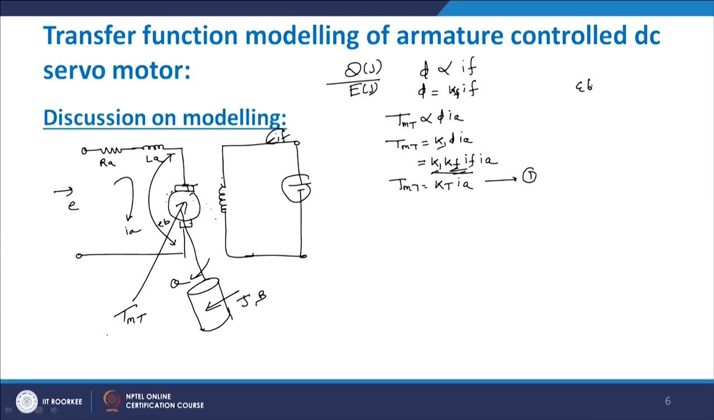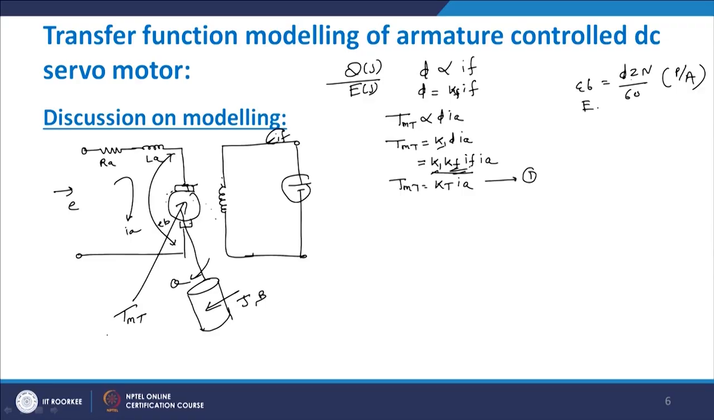Then, about the back EMF. Back EMF is very important in a motor, because the current flowing in the motor depends upon this back EMF. If you see, the back EMF EB equals phi Z n by 60 into P by A. This expression you might have studied in the electrical machines subject: flux, number of armature conductors, speed, P poles, and A is the number of parallel paths. And here EB is proportional to speed. So, this part you have studied in electrical machines.